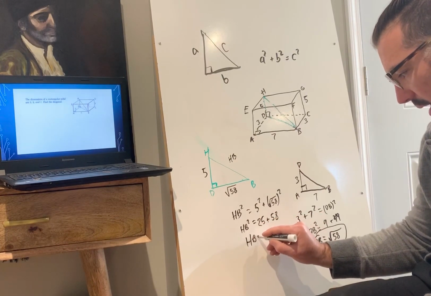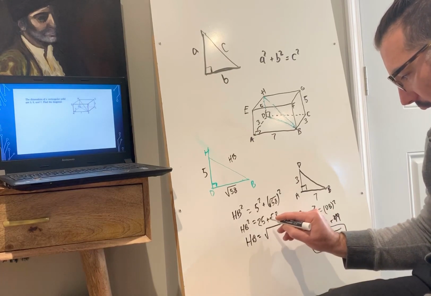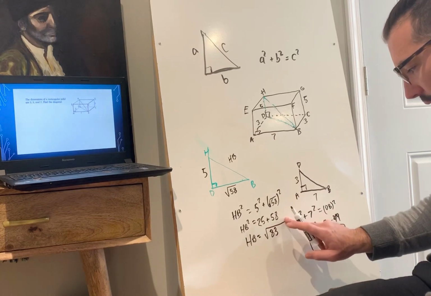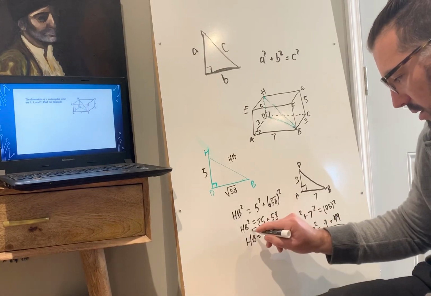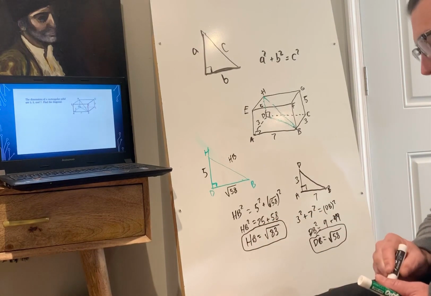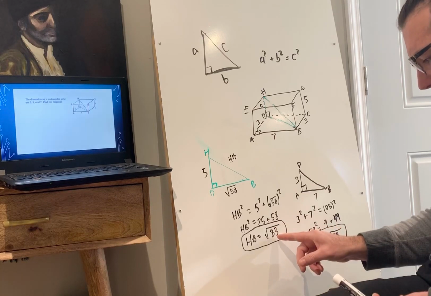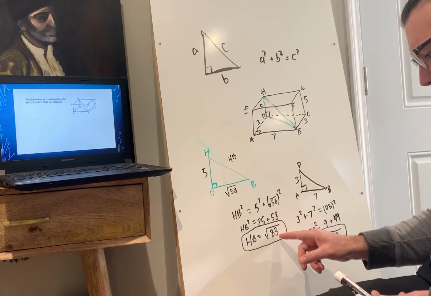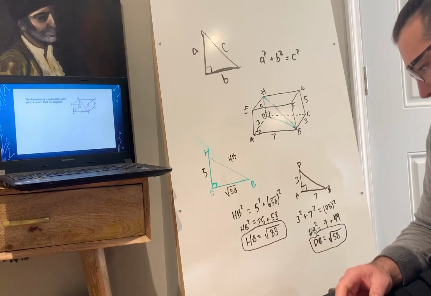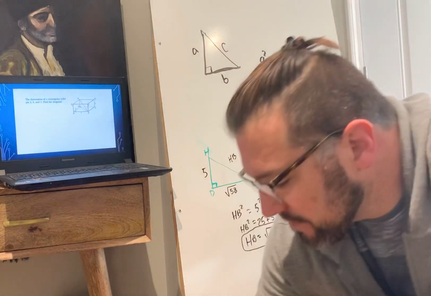So then HB equals the square root of, let's see, what is this? 7, 8, 83. Square root of 83. So HB equals the square root of 83. I don't know if that could be simplified. I don't think it can. Let's see. 3 and 8 is 11. Yeah. I don't think it can. So anyways, that's how we find the diagonal HB.